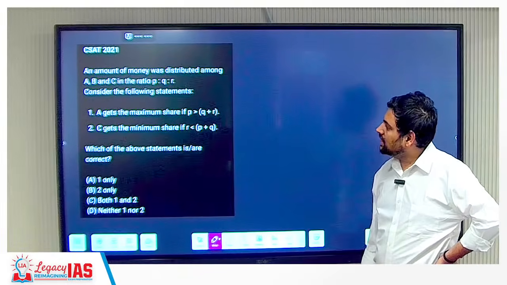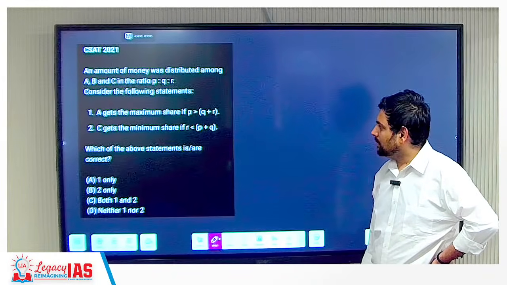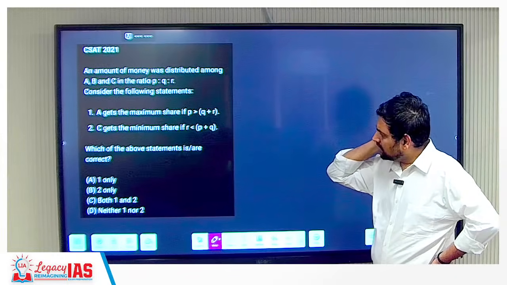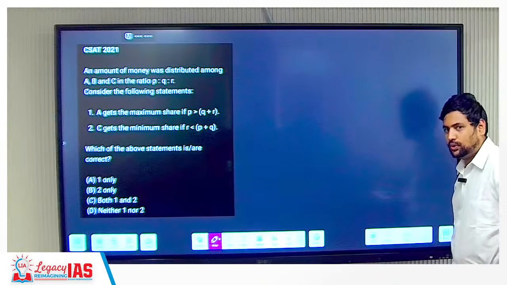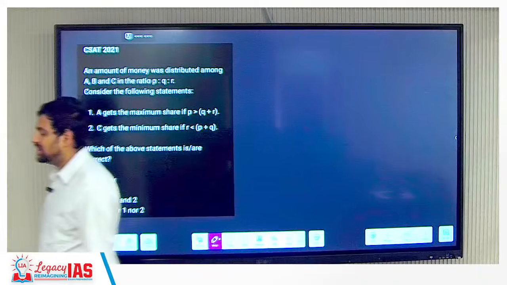The amount of money that A, B, C have is in the ratio P, Q, R. A gets the maximum share if P is greater than Q plus R. C gets the minimum share if R is less than P plus Q. If you can't think of anything, just imagine values.